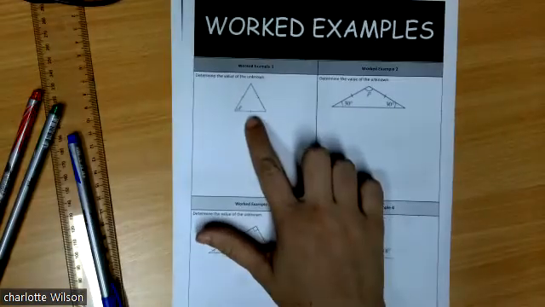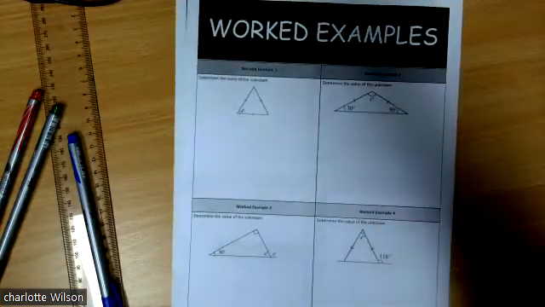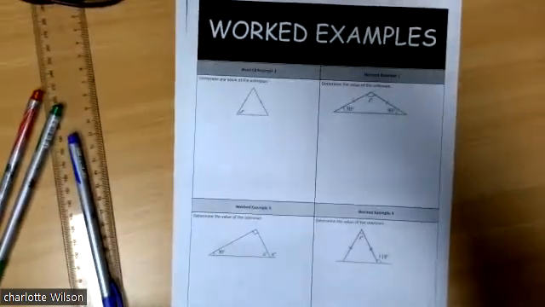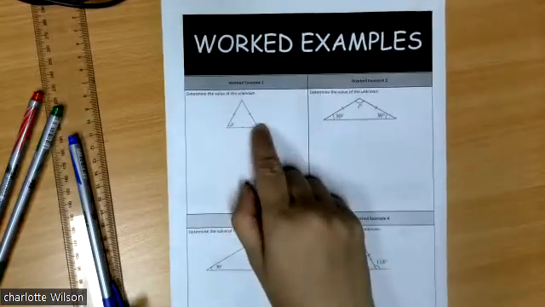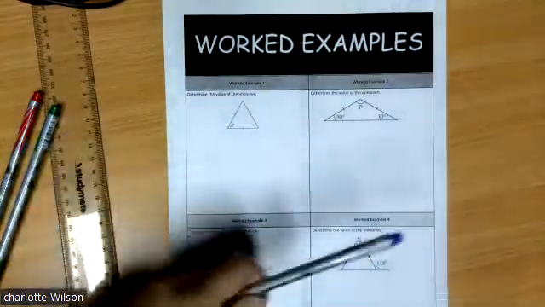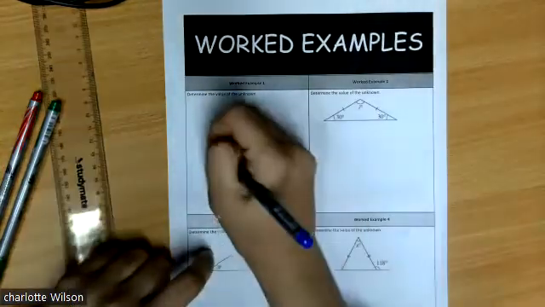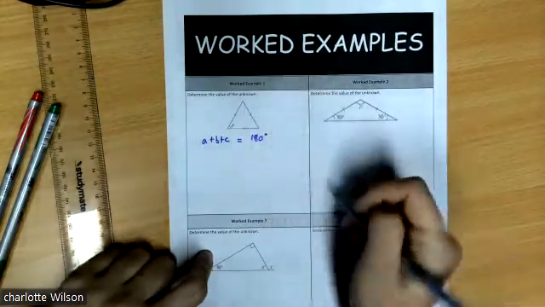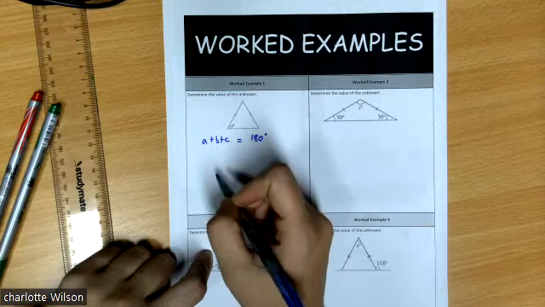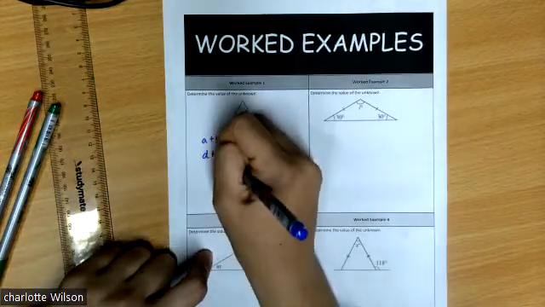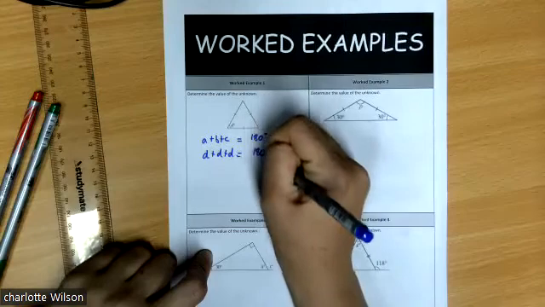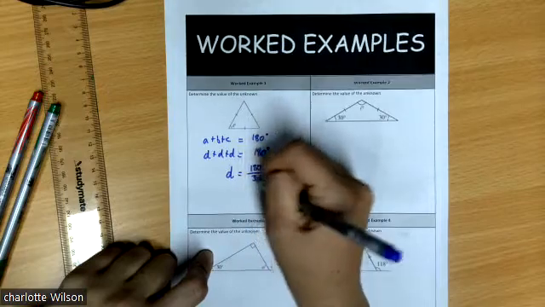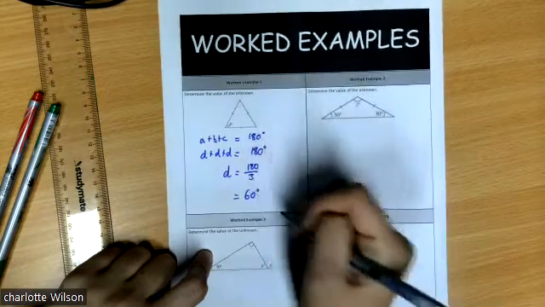So as you can see in our first example here, our triangle is an equilateral triangle. So we've got three equal sides, which means we have three equal angles. So if we have three equal angles, we know that angle A, B, and C is 180 degrees. If the three of them are equal, and in this case here we've used the letter D, that means we've got D plus D plus D is 180. So 1D is going to be equal to 180 divided by 3, which is 60 degrees.